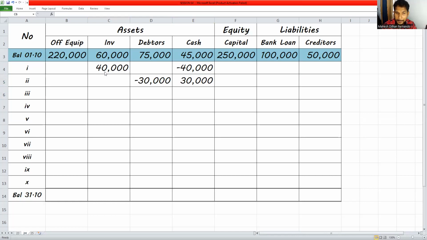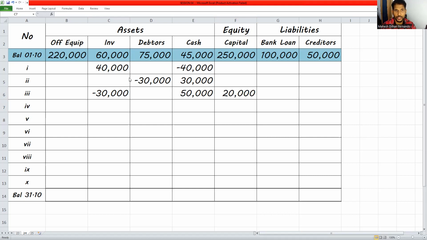Number 3. Sold an inventory valued 30,000 for 50,000 on cash. Inventory minus 30. One asset is reduced by 30,000. And cash is increased by 50,000. Which has generated a profit worth 20,000, which should be added to the equity, plus 20 to the equity. Right?